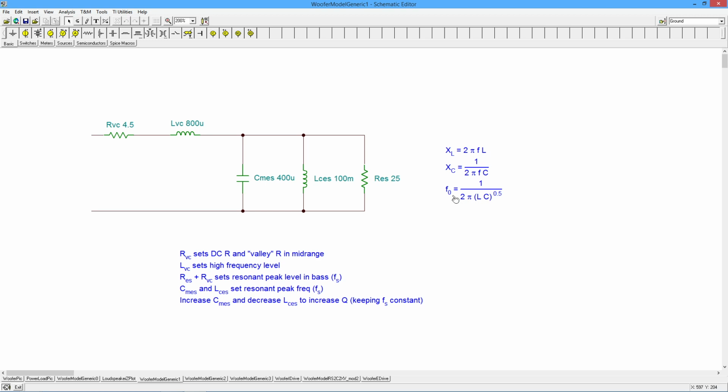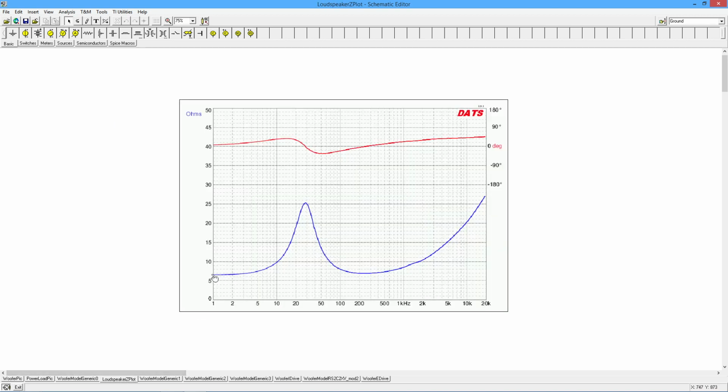Now, here's your design guidelines. The R voice coil sets the DC level of resistance and the valley in the mid-range. In other words, if I go back to my Z plot over here, that sets this, which is typically very close to this. Right? This might be a little bit higher, but you're primarily starting here. Okay?